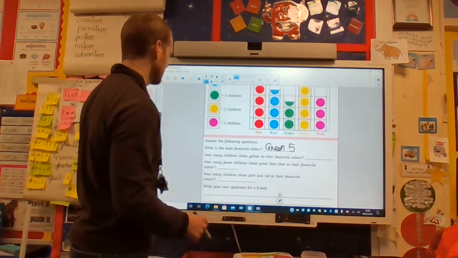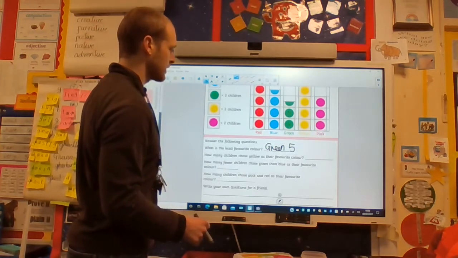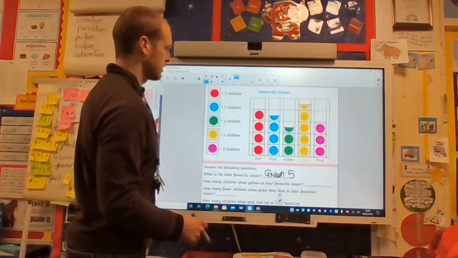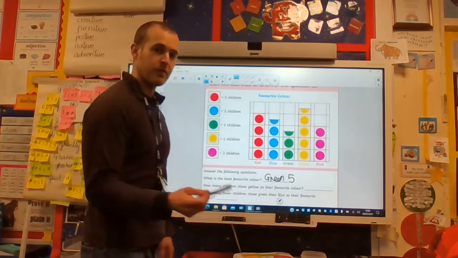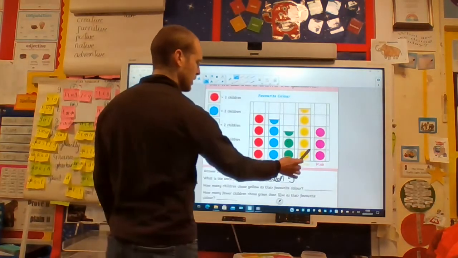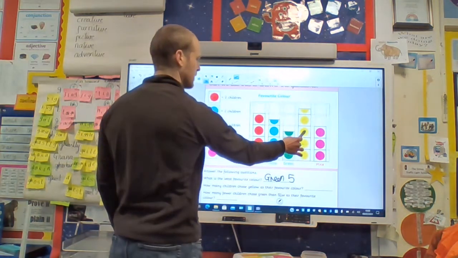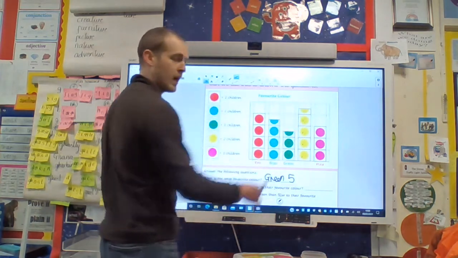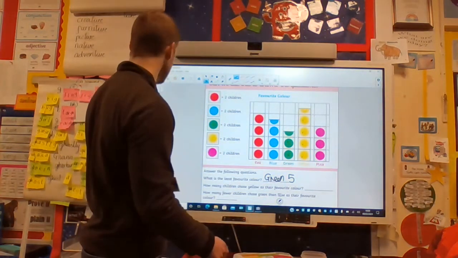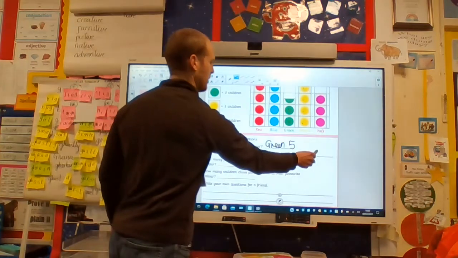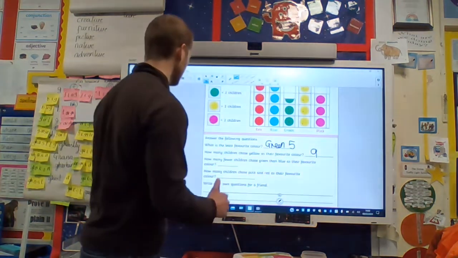Next one. How many chose yellow as their favourite colour? Ooh, this is a good one. If you're at home, you can count with me if you want. 2, 4, 6, 8, and a half one is 1. That's 9. 9 people chose yellow as their favourite colour.